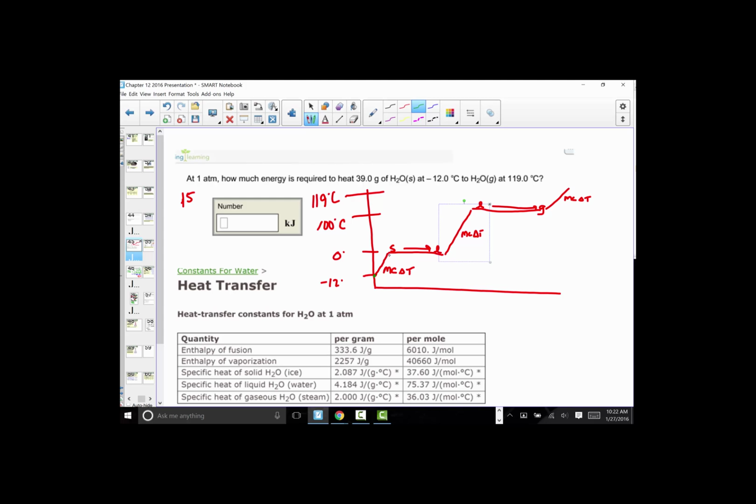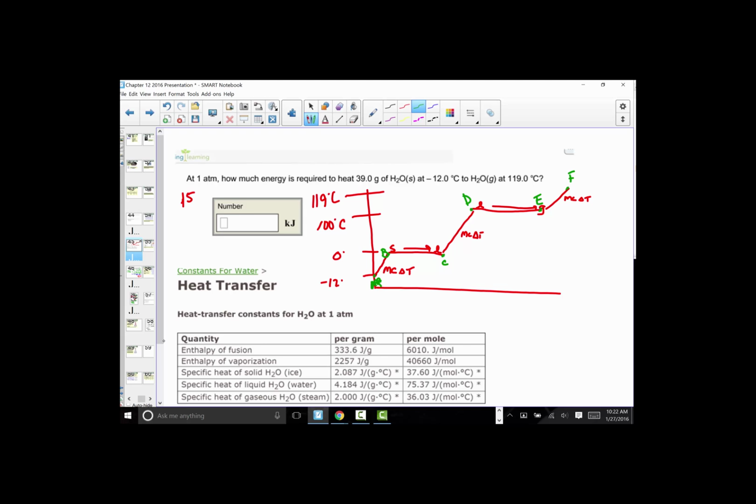So we have line segment AB, line segment BC, C to D, D to E, and E to F.